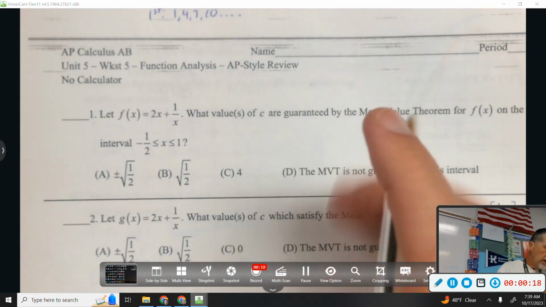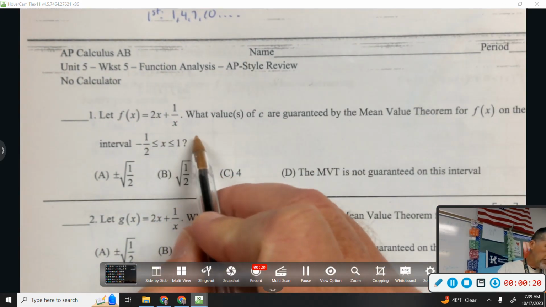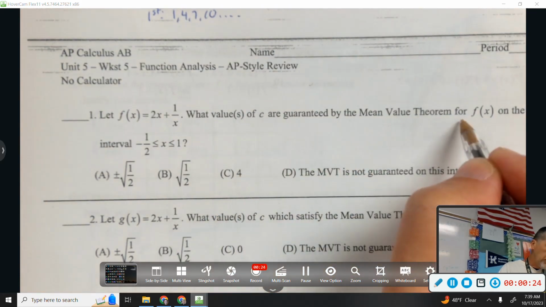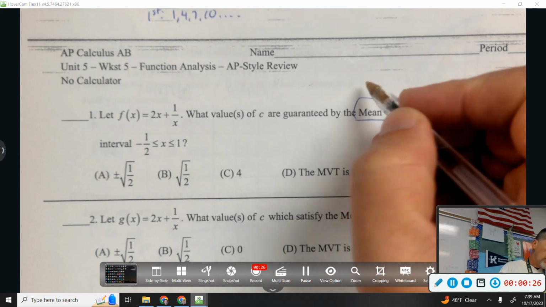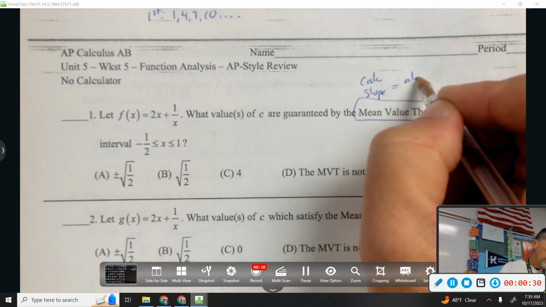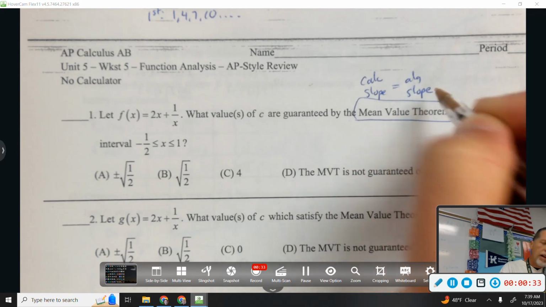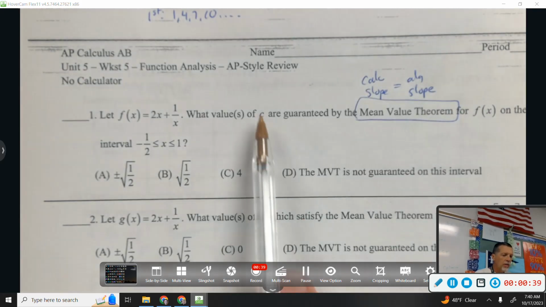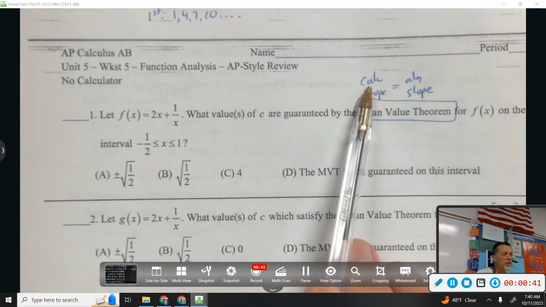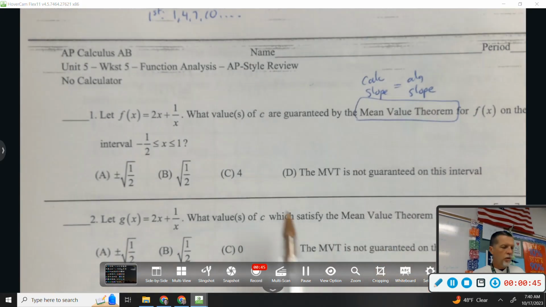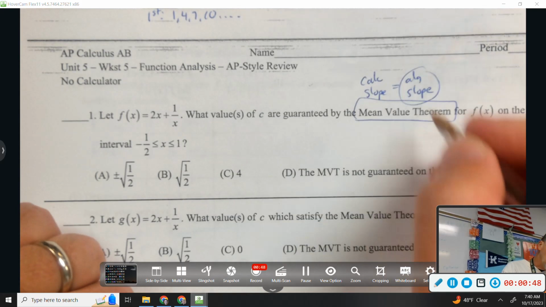Alright, number 1. Let f of x equal 2x plus 1 over x. What values of c are guaranteed by the mean value theorem? Mean value theorem: calc slope equals algebra slope. And the calc slope at a certain point equals the algebra slope over the whole thing. So what value of c, that means where does it work, that the calculus slope is equal to the algebra slope. So job 1 would be to find the algebra slope.